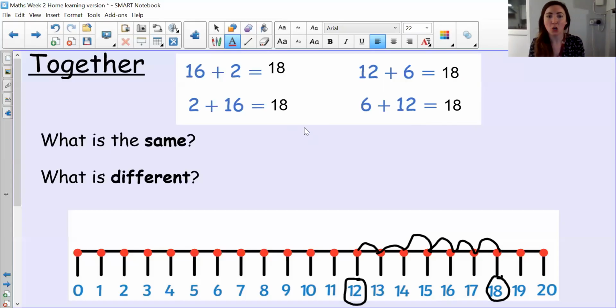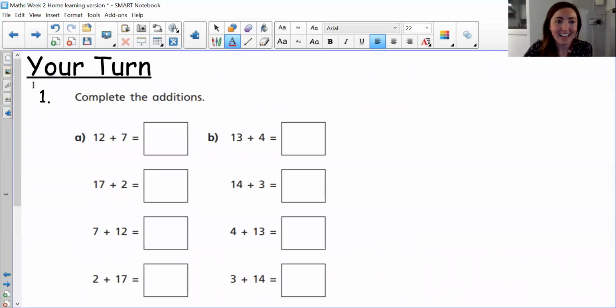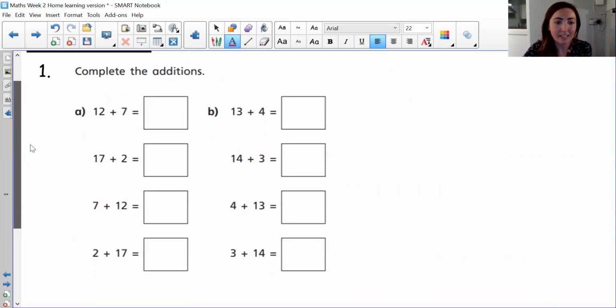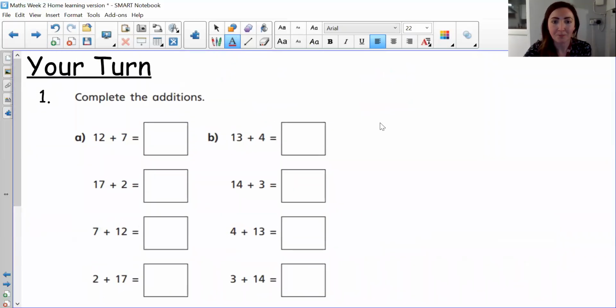So yet again, as long as each number sentence has the same number of tens and the same number of ones, we will end up with the same total, the same whole number. Okay, so let's use our new knowledge to answer these questions. So question number 1, complete the additions. So look at all the additions in part A first. Look at all of those number sentences.